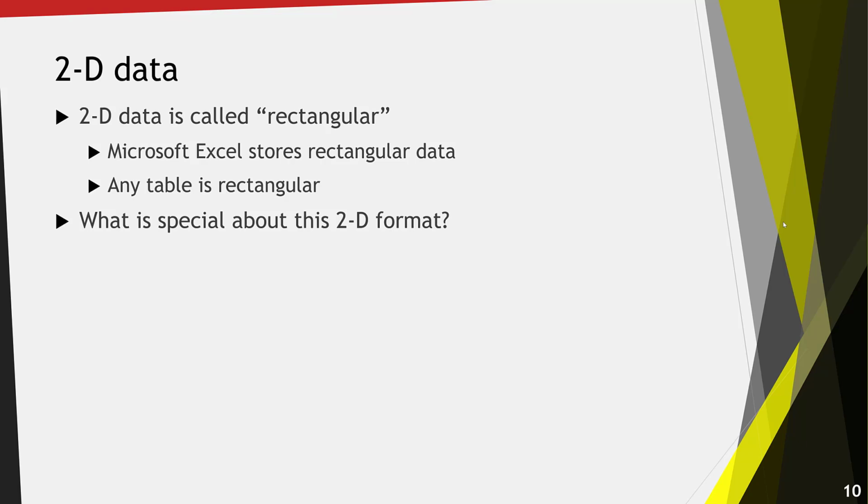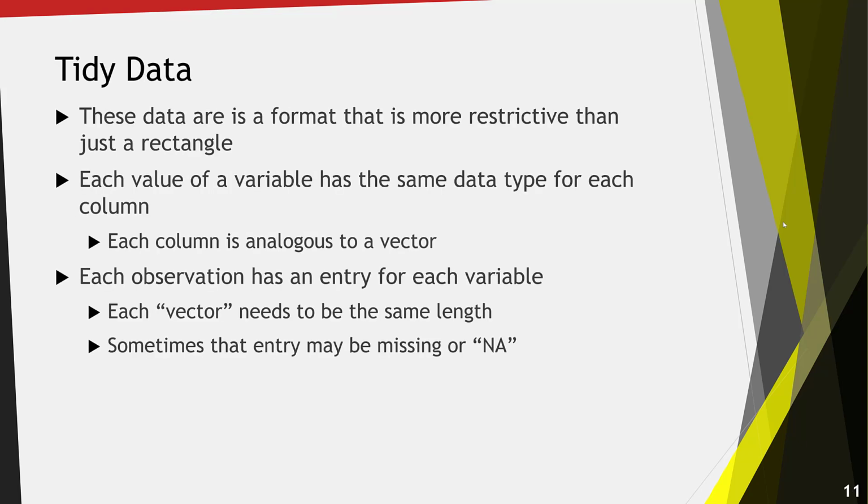So again, this format that's two-dimensional is called rectangular. Microsoft Excel stores rectangular data. Any table of data is rectangular. But it's important to focus on what's special about this particular two-dimensional format. The data I showed you in that image are tidy data. We'll deal exclusively with tidy data in a two-dimensional format in this course. This format's more restrictive than just a rectangle.